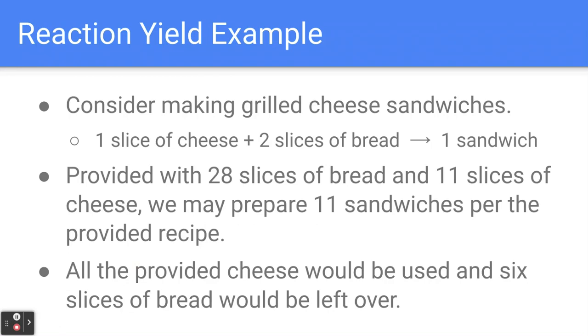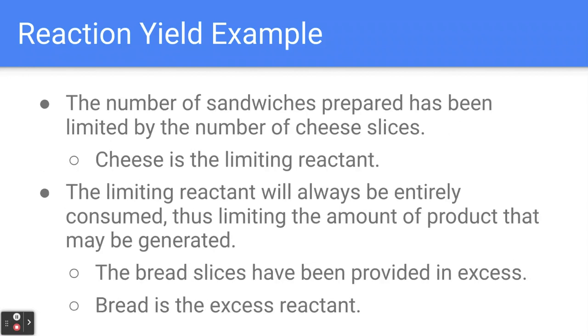It takes 1 slice of cheese and 2 pieces of bread to make 1 sandwich. If we were provided with 28 slices of bread and 11 slices of cheese, we can only prepare 11 sandwiches. You have more of one thing, but one thing stops you from making more. So we would use all of the cheese and we would have 6 leftover pieces of bread. So the number of sandwiches prepared has been limited by the number of cheese slices.